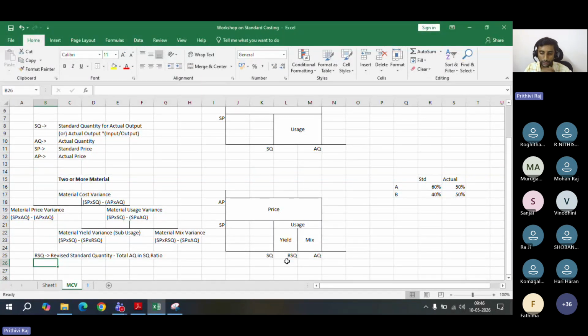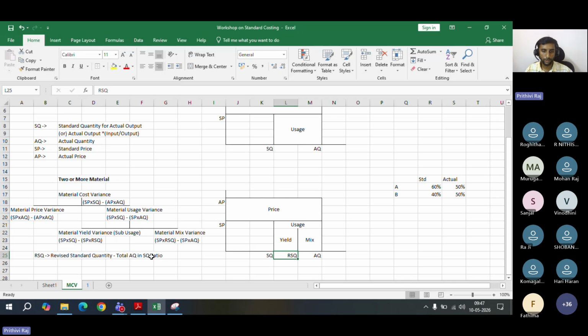Some students will get confused. The name is called RSQ. They will put total SQ in AQ ratio or something. Don't get confused. The name is called RSQ. Also, it is AQ only in SQ ratio, but don't change the name to RAQ. The name is called RSQ as it is a standard format. So the name you use is RSQ. It's nothing but total AQ. You sum the total AQ and apply it in the same standard mix. So AQ in standard mix and AQ in actual mix. This difference in mix we are showing as mix variance. So RSQ is total AQ in SQ ratio. Just remember this.